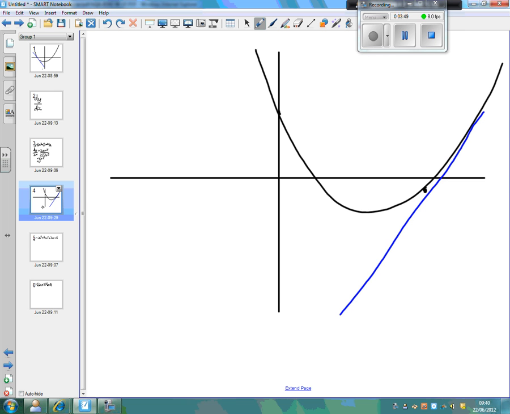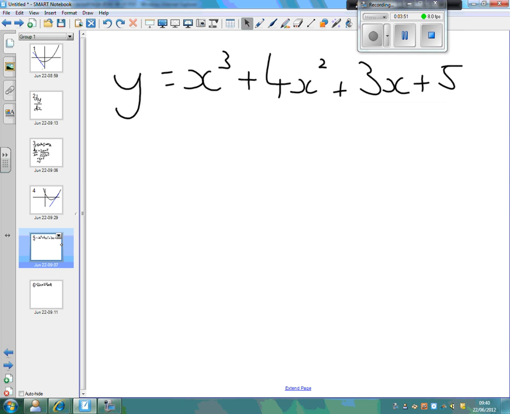Now let's try another example. Here we have y equals x cubed plus 4x squared plus 3x plus 5. As you can see, this would make a cubic graph. You're more likely in the exam to be asked to differentiate a cubic equation. So let's try that. Obviously we've got dy over dx.